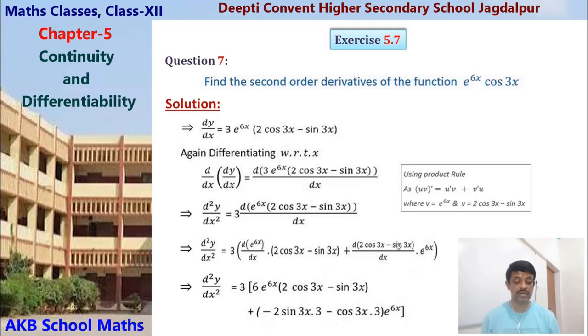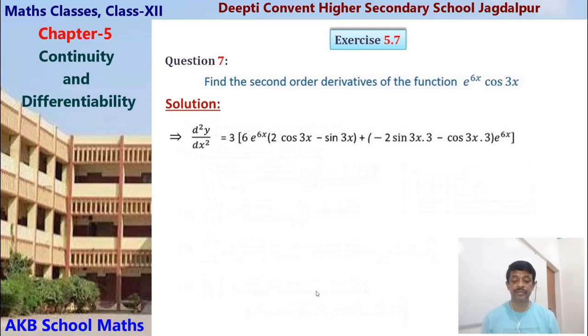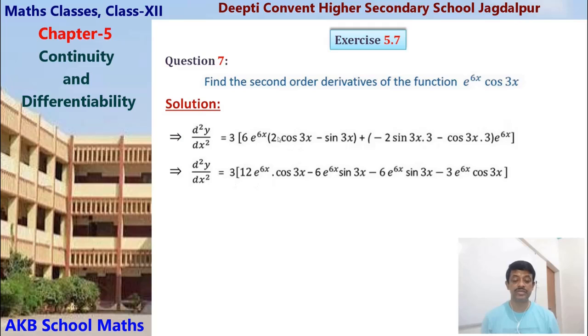Now here also, minus cos 3x into 3 times e to the power 6x, first function. Clear? Now solving it: 3 times 6 e to the power 6x, second function, minus of 2 like this, into 6 into 2, multiply this inside, so 12 e to the power 6x cos 3x minus 6 e to the power 6x sin 3x, minus 3 into 6 e to the power 6x sin 3x, minus 3 cos 3x e to the power 6x.